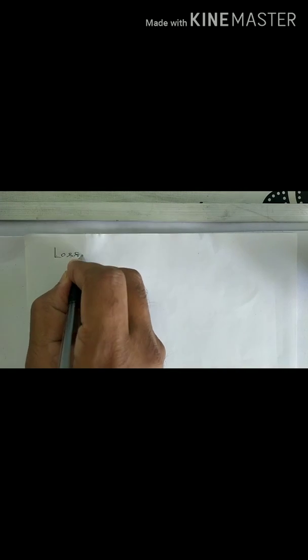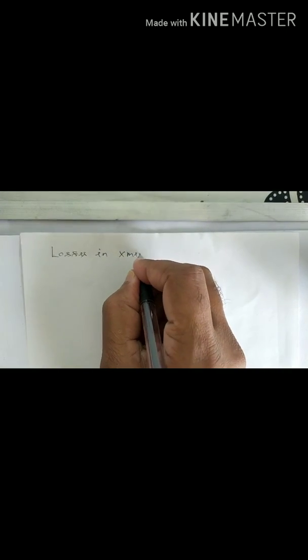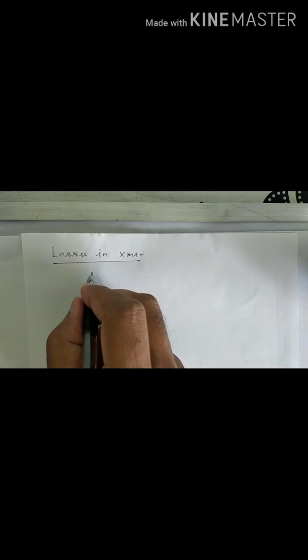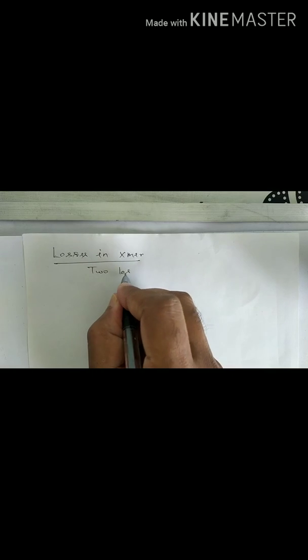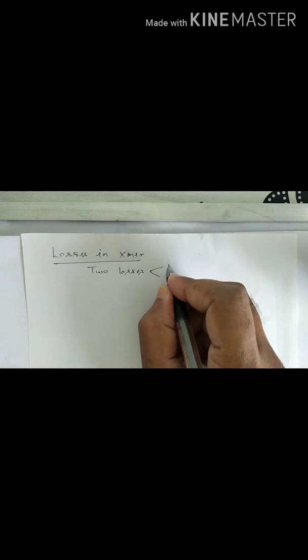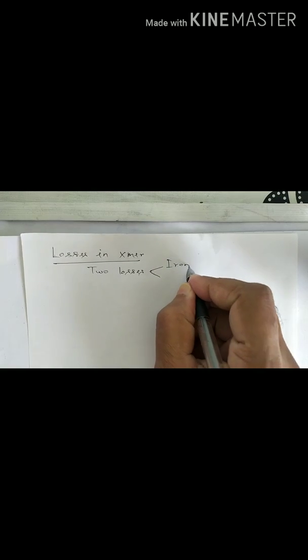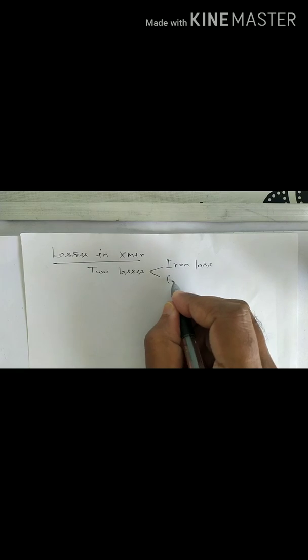In this lecture we are going to see the losses in transformer. Basically there are two losses in transformer, which are iron loss and copper loss.